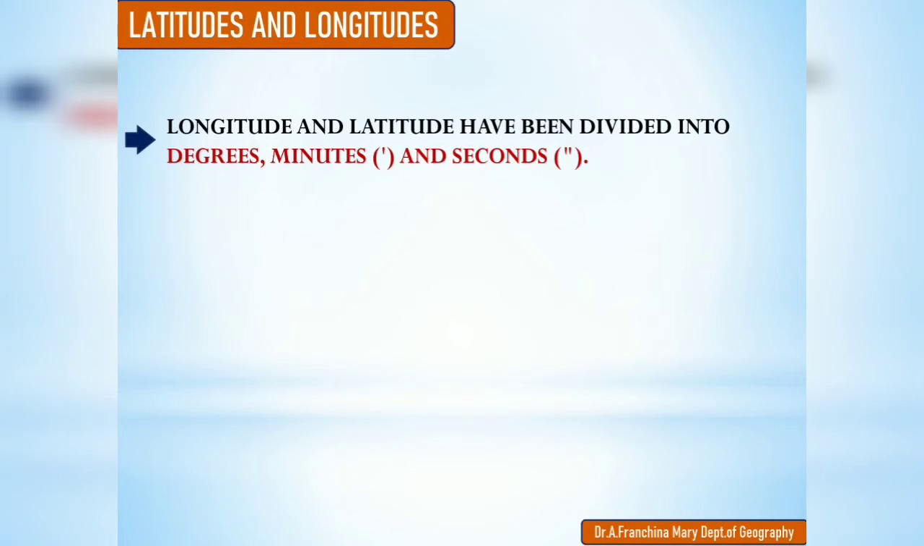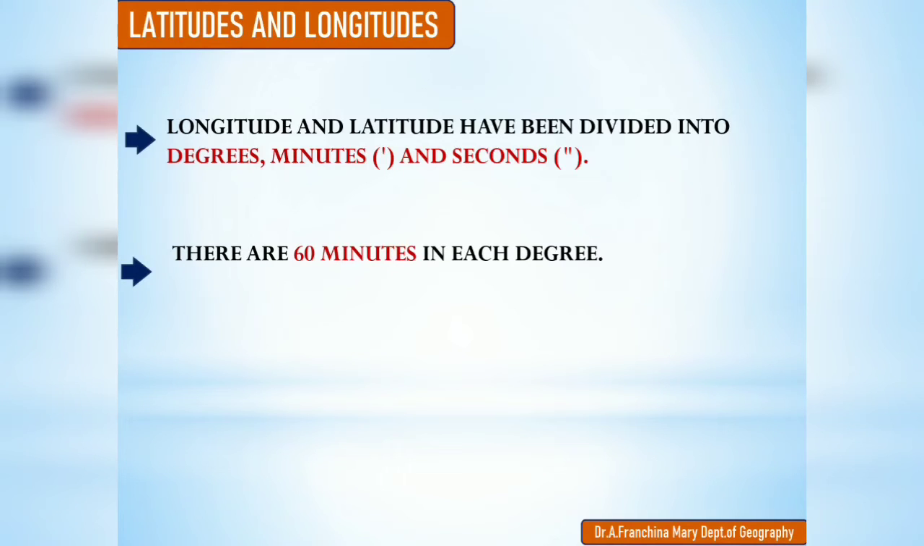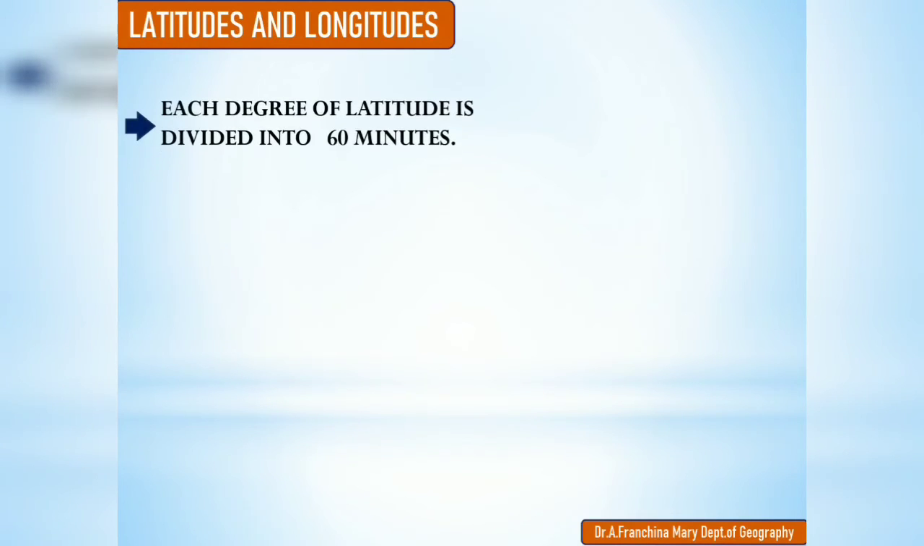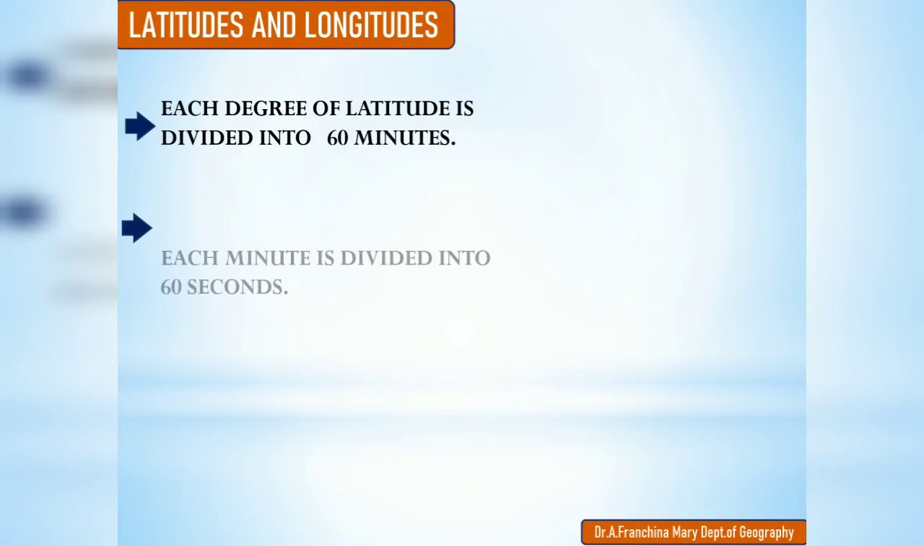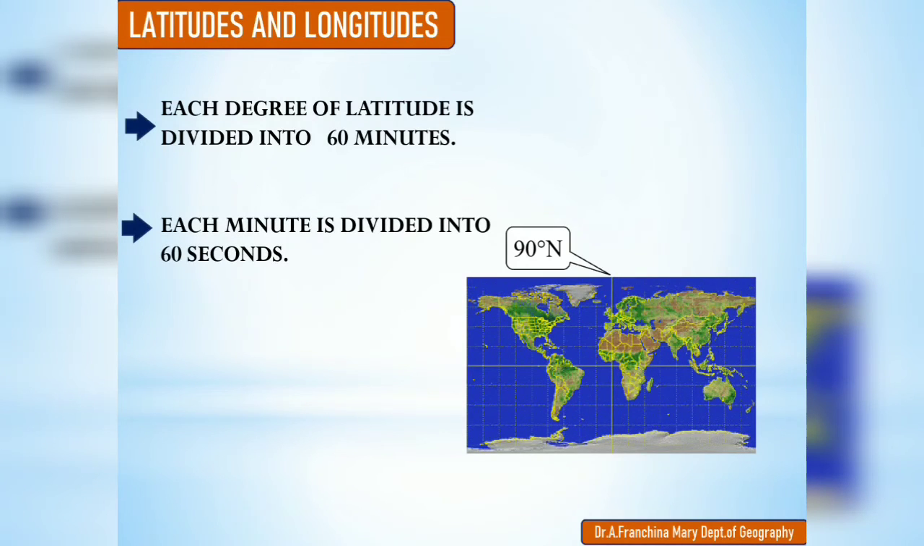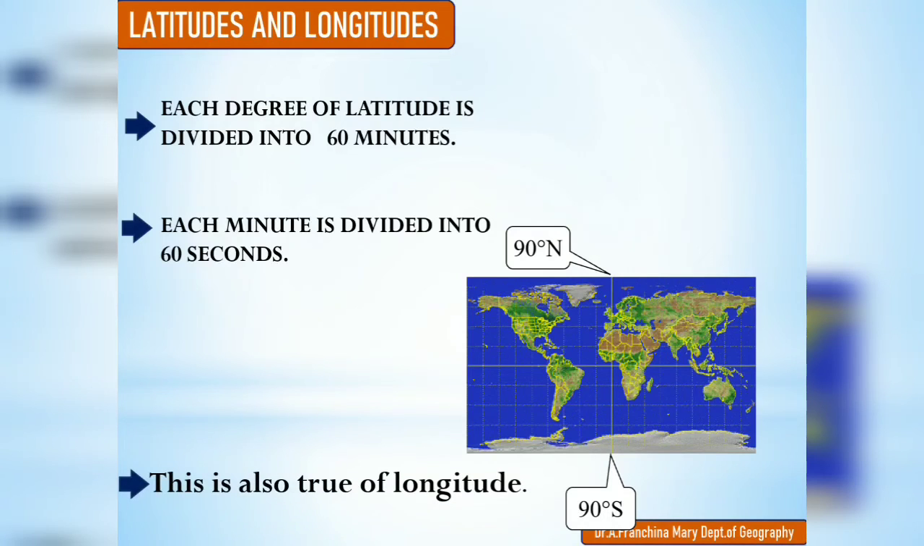Longitude and latitude have been divided into degrees, minutes and seconds. There are 60 minutes in each degree. Each minute is divided into 60 seconds. With the help of these calculations, each degree of latitude is divided into 60 minutes and each minute into 60 seconds, so that we get latitude 90 degrees north and 90 degrees south. Sometimes this is called true of longitude.